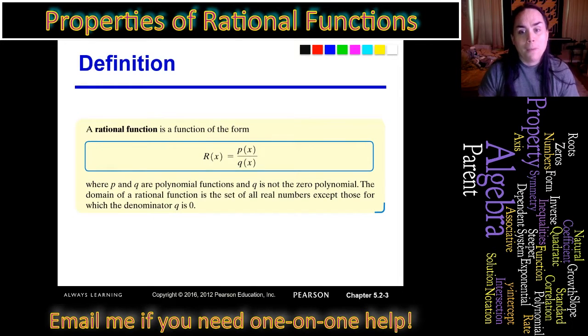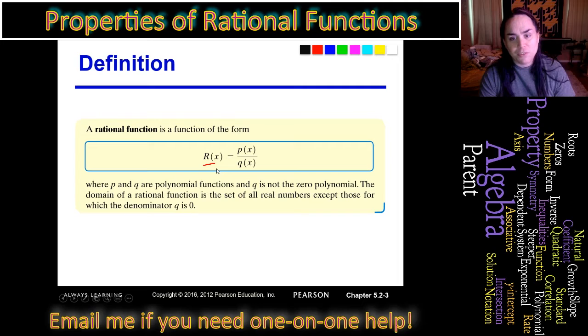All right. So first of all, what is a rational function? A rational function can be written in the form r of x equals p of x over q of x. It's just two polynomial functions that are being divided. What's important is that the denominator, the q function, cannot equal 0 because you know that you cannot divide by 0. So that q of x has to be something other than 0. Not only that, but the denominator cannot equal 0 at all.